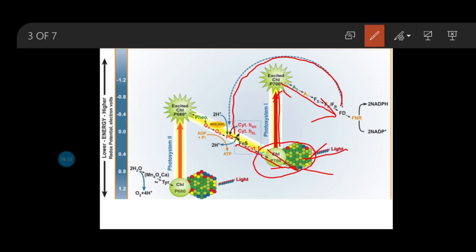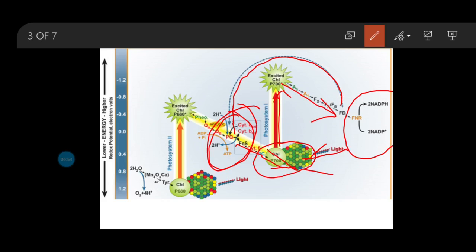Now see here, in the non-cyclic photophosphorylation there are two things generated. One is NADPH, another one is ATP. But in the case of cyclic photophosphorylation, only ATP molecules are generated. So these are the differences between cyclic photophosphorylation and non-cyclic photophosphorylation.